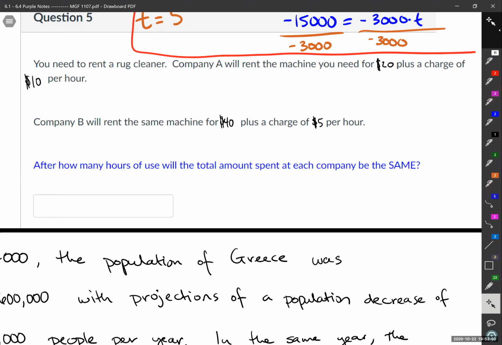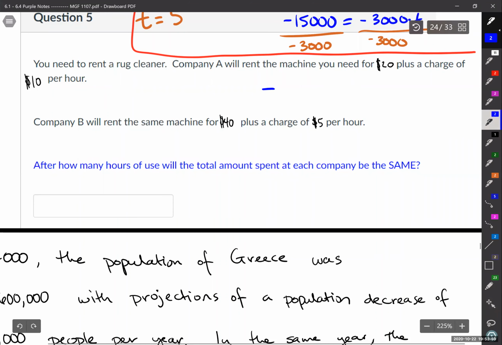Now, in this case, in words, would we agree that we're trying to see when company A's price equals company B's price? So if I write my equal sign, if I can find a way to write company A's price to one side, company B's price to the other, then all I have to do is solve it. So with price or cost, anything like that, I always like to think of the word formula fixed cost plus variable cost. Would we agree for company A, the fixed cost is the $20 that you have to pay up front plus $10 for each hour? Okay. And for company B, their fixed cost is higher, $40, but their variable cost per hour is lower.